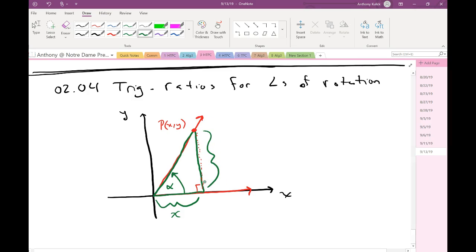What is this side length going to be? Y. And then what is this length going to be? The square root of x squared plus y squared. How do I get the square root of x squared plus y squared? What was that? Pythagorean Theorem. And to make our lives easier, I'm going to just call that length r for our definitions.